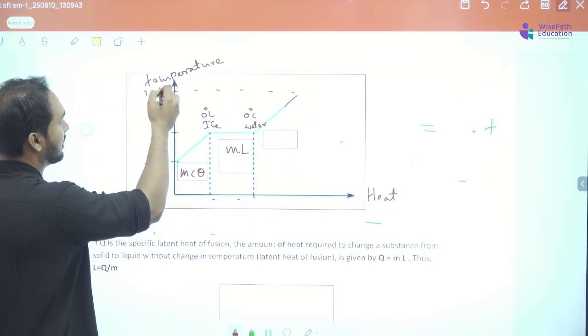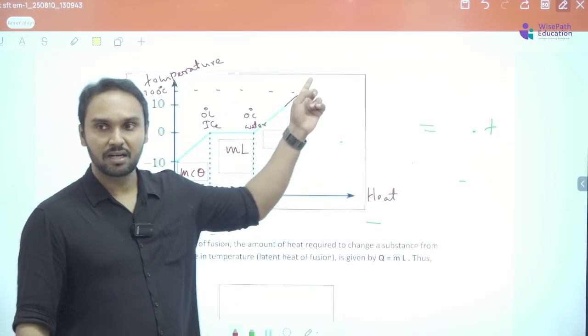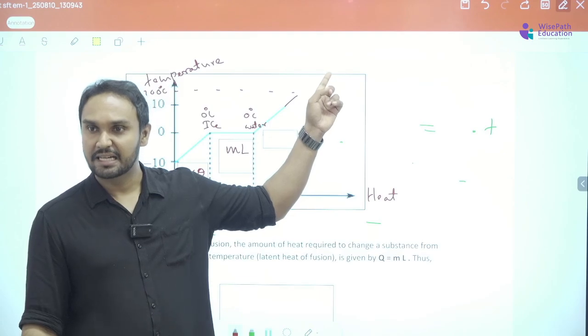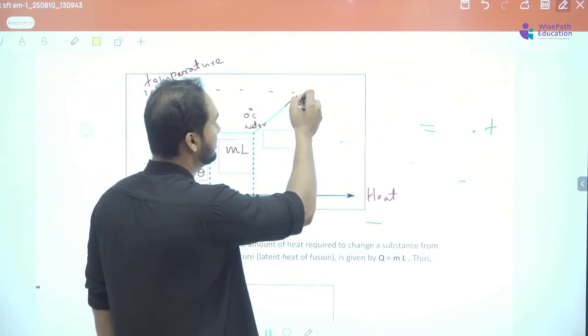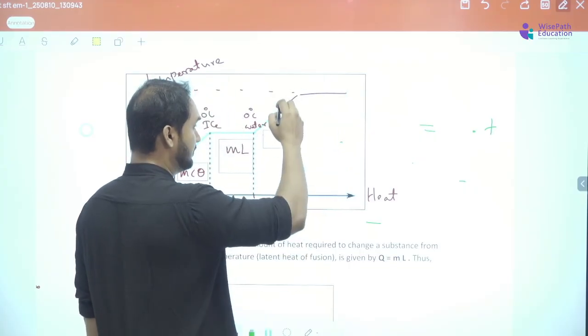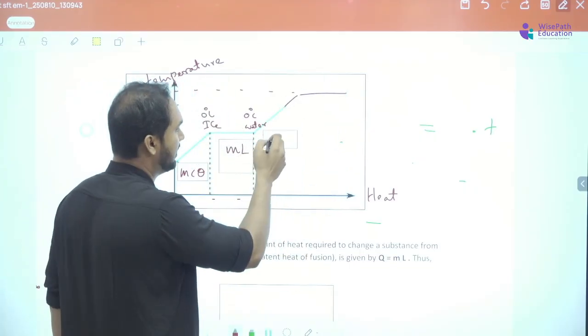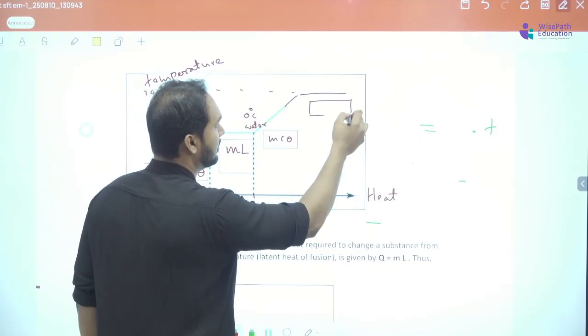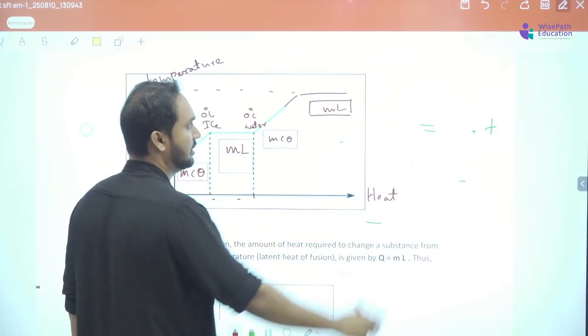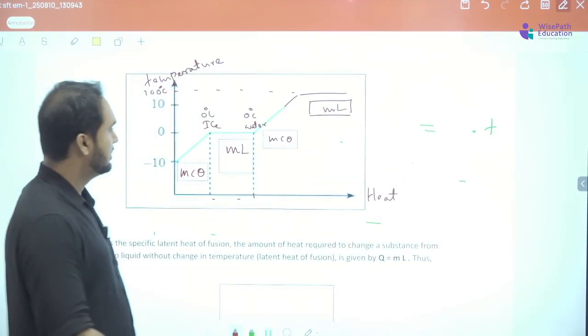It's again boiling. Now what happens to the temperature after the 100? It remains still, right? Doesn't increase or decrease. So it remains still there. So for this part, you can apply what? MC theta. And for this part, you can apply what? ml, isn't it?